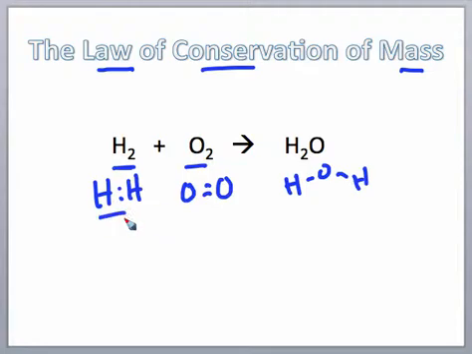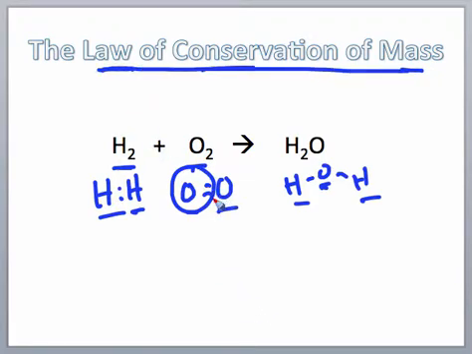So we started with 2 hydrogens, we ended with 2 hydrogens. We started with 2 oxygens, but we only have 1 as a product, so we have to account for our missing oxygen. And we do that using the law of conservation of mass. The basic idea is every atom has a certain mass, and you know that from the periodic table. We called that molar mass.